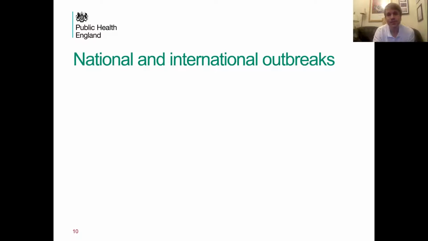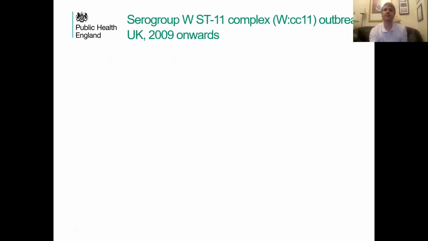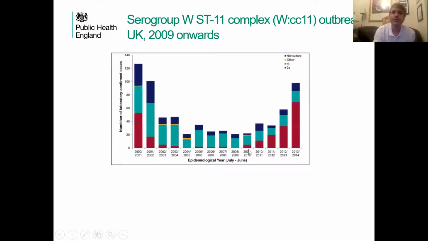I'm going to be looking at national and international outbreaks first, and it won't be a surprise to many of you that I begin with the serogroup W ST11 outbreak in the UK that began in 2009. So you can see here, just about the time that the library was being established, we started to see this increase in group W disease due to ST11.